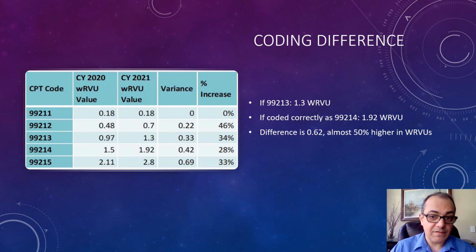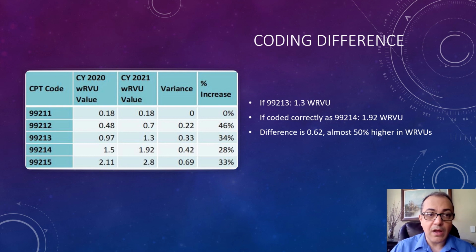This makes a big difference because if you code correctly as 99214 instead of automatically doing a 13 for all the visits, it's going to be a difference of 0.62 work RVUs. That is almost 50% higher in work RVUs.